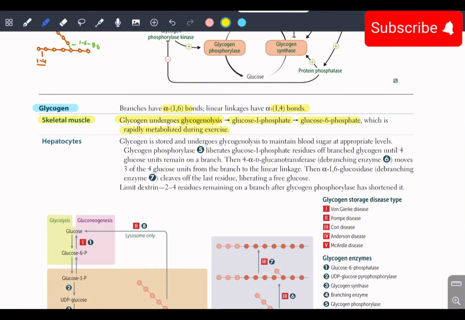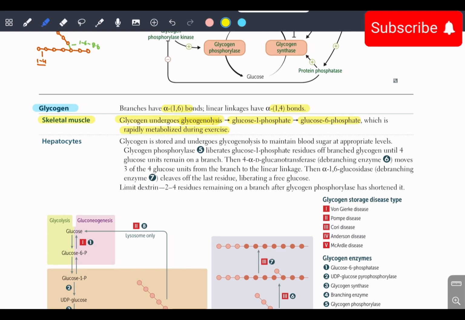Now the main thing is that here we do not have free glucose, because muscle lacks the glucose 6 phosphatase enzyme. So glucose 6 phosphate enters glycolysis and is used locally during exercise, and it does not contribute to the blood glucose level. So muscle glycogen cannot contribute to the blood glucose level. It can contribute to energy production in this way.